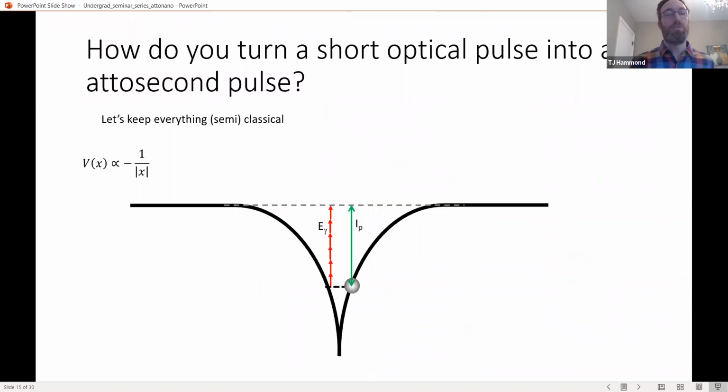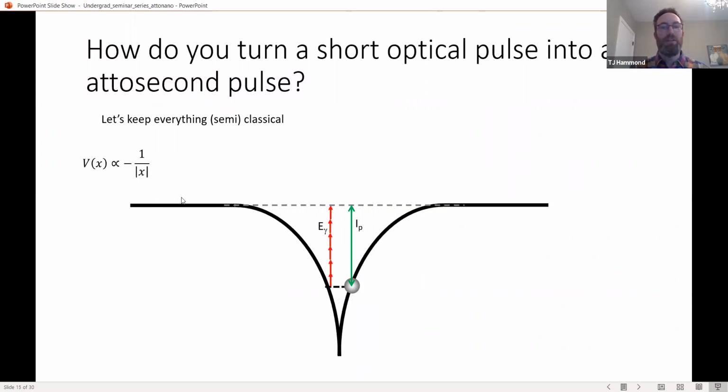So how do we make an even shorter pulse? How do we make an attosecond pulse? This is with high harmonic generation. This is what Dr. Rangan had referred to when she said that I was working in a group with high harmonic generation. What it takes is a really, really intense laser beam to hit some material.